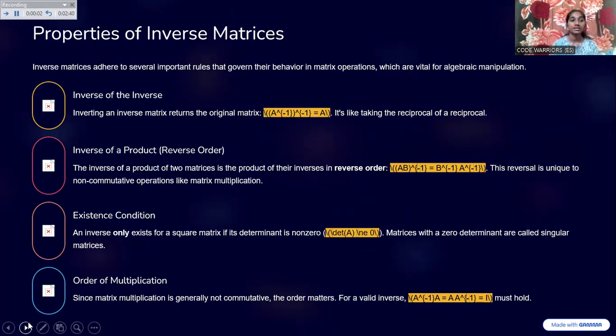Properties of the inverse matrix. First, the inverse of the inverse. You can see the formulas over here: (A^-1)^-1 = A. Second, the inverse of products, in reverse order: (AB)^-1 = B^-1 A^-1. Existence condition: det A is not zero. Order of multiplication: A A^-1 = A^-1 A = I.